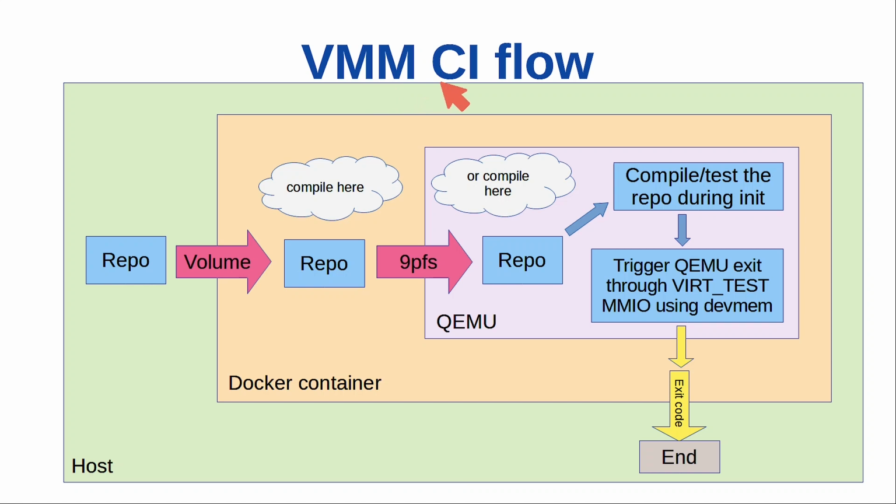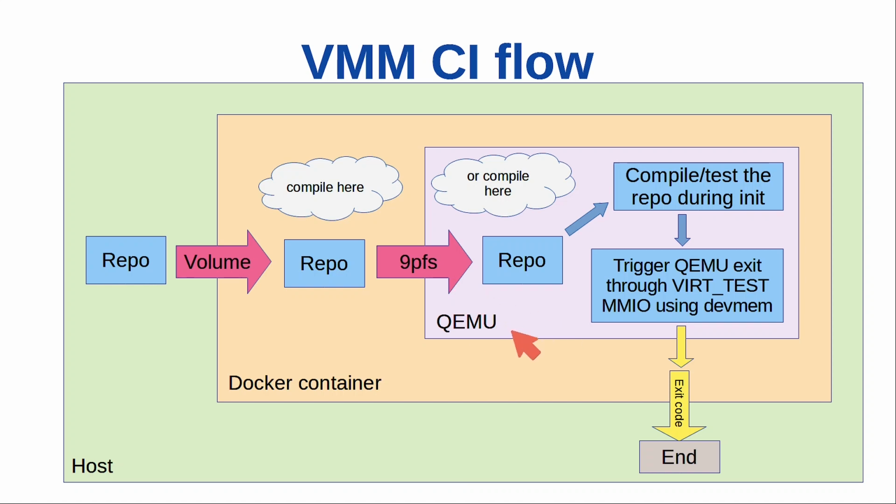Here's an example VMM CI flow. In the green box here, we have our host, which is the CI server, which contains the repo to be tested. We can pass this repo as a volume to the Docker container. Optionally, we can compile the repo inside the container, or we can wait until we are in the QEMU, and only then we compile there. To pass the repo to QEMU, we can use 9pfs.